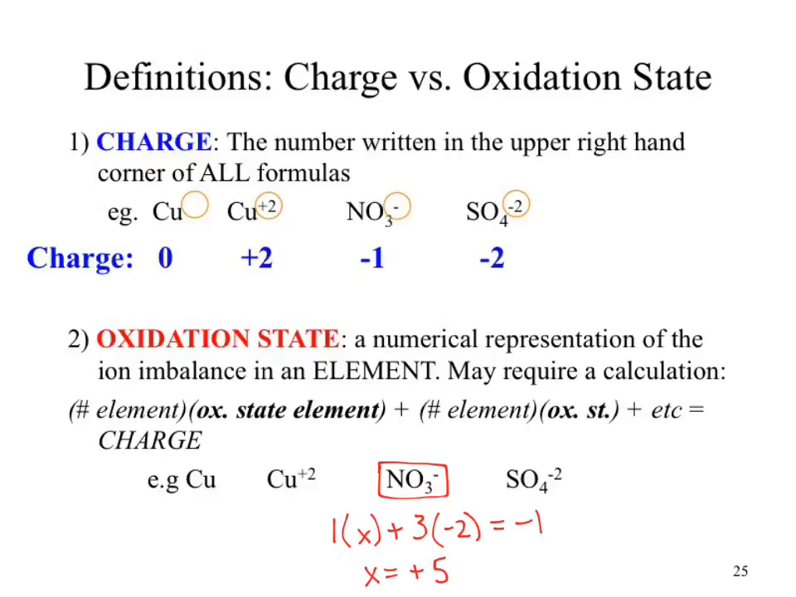Our formula must equal the overall charge. What is the overall charge on nitrate? Upper right-hand corner. It is always given to you. The charge on nitrate is -1. Okay? Written in that upper right-hand corner, what do we have? A negative sign. That is our overall charge.